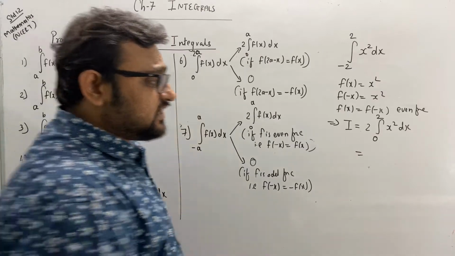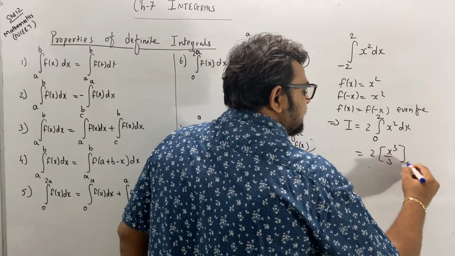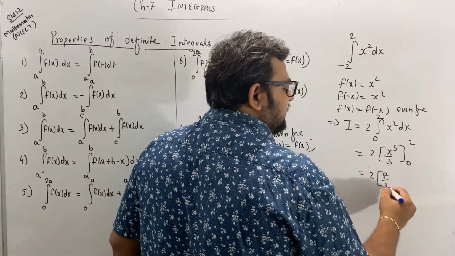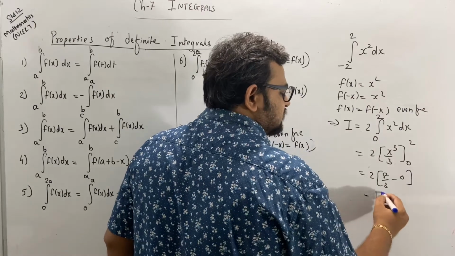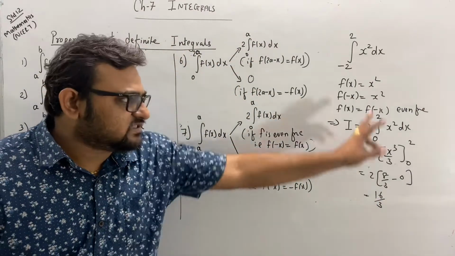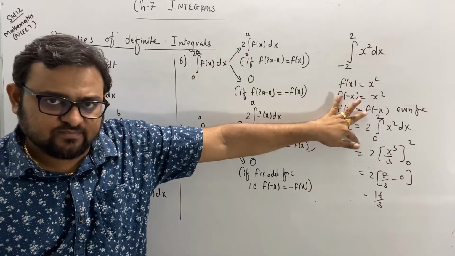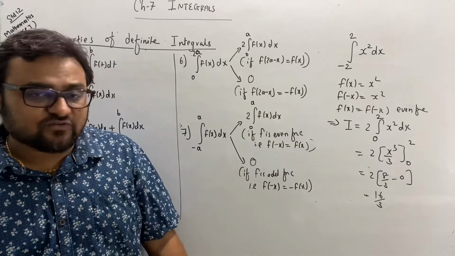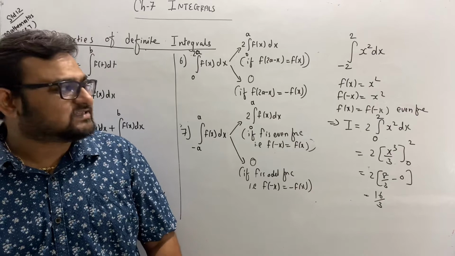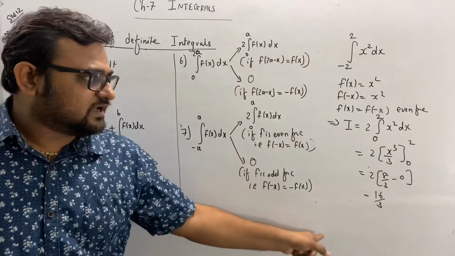Clear? So what is the integration of x square? X cube by 3, from 0 to 2: 2 times 2 cube, 8 by 3, minus 0. So this will be 16 by 3. Whenever there is an even function, we directly change the limits from minus a to a into 0 to a. But if it is an odd function, we can directly write down 0. Okay, so let's take an example of an odd function.